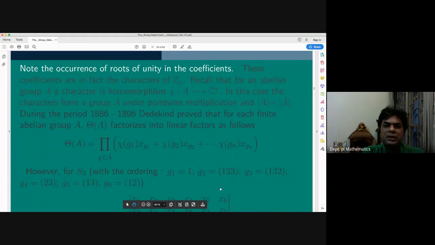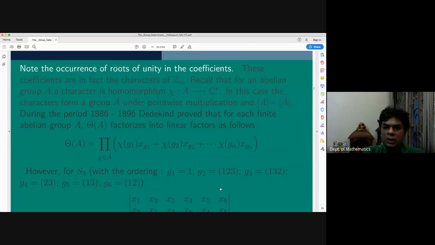So there is this occurrence of roots of unity in the coefficients, and these coefficients are nothing but the characters of Zn. So what is a character? Those students who are learning number theory must already be aware of characters of an abelian group. If you have an abelian group A, a character is a group homomorphism from the abelian group to the multiplicative group of complex numbers. If you have a cyclic group, then under any homomorphism the generator must go to a root of unity. That's clear. Then how many characters will you have? For the generator you have n choices, because there are precisely n roots of unity in C star.